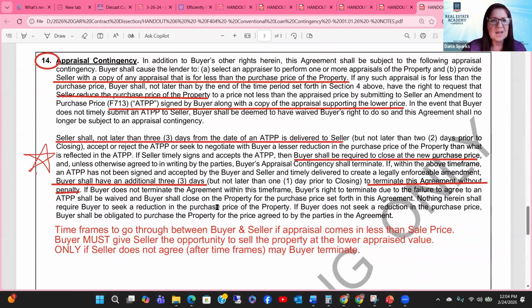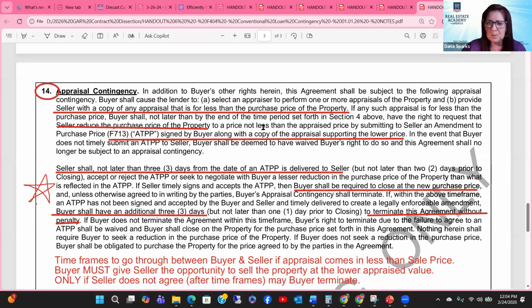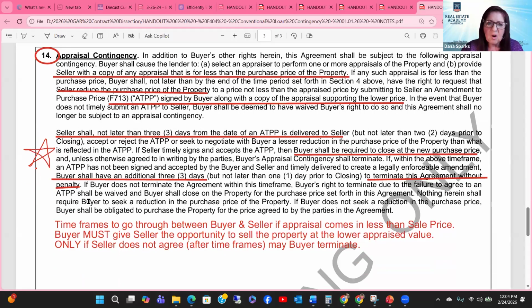Here are the instructions. This is if the property appraises for less than contract price. By no later than 11:59 p.m. on that day, the buyer has to provide the seller with this amendment to purchase price F713 along with a copy of the appraisal. And then here are all the time frames built in.